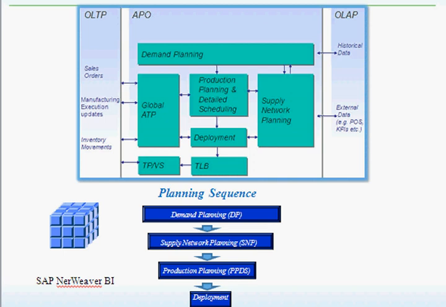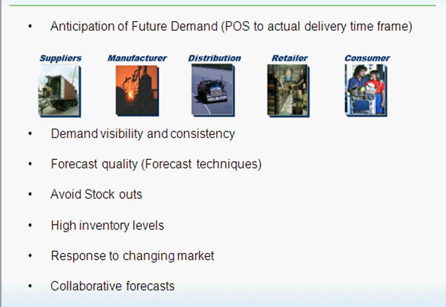Okay, so going to the APO section, we can see the first module is the APO demand planning tool. Now we're going to talk about the APO demand planning tool a little bit. Why is demand planning necessary, and what does demand planning ideally mean?